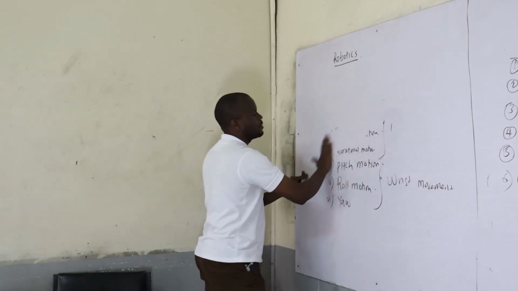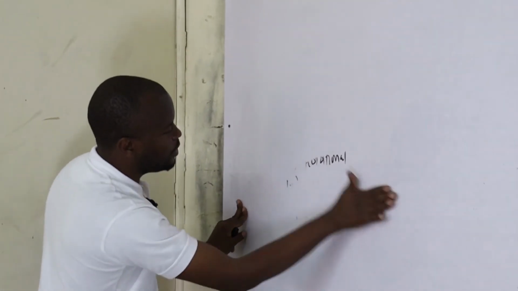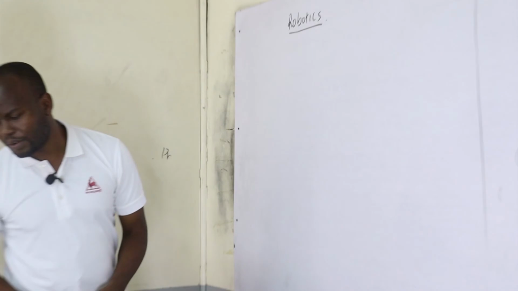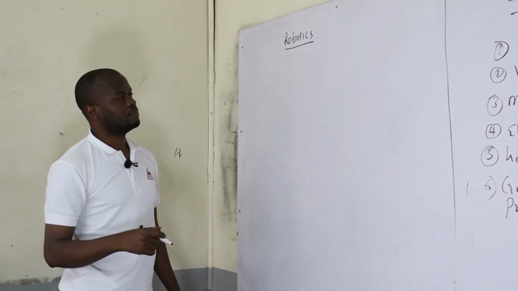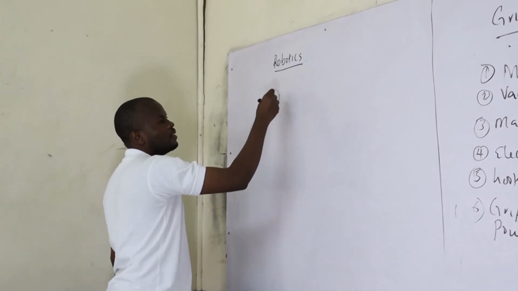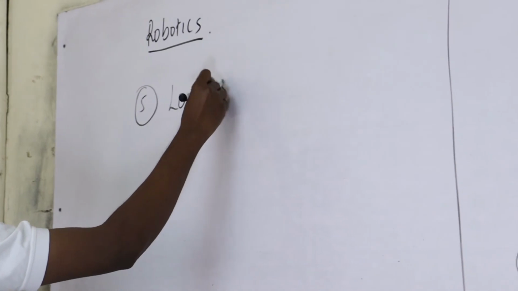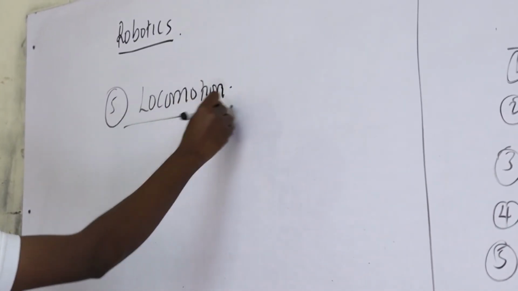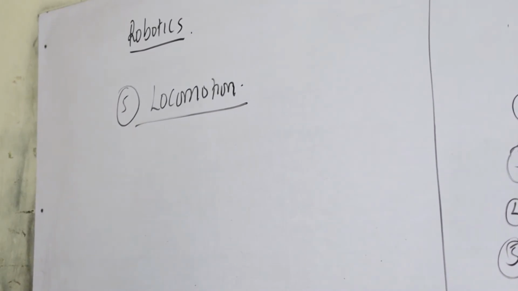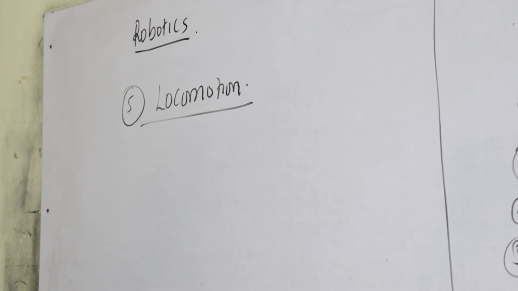Next we're going to talk about locomotion, and locomotion is simply movement. So there is a need for a robot to move. The fifth element of the robot is locomotion. When you talk about locomotion, there are several ways by which the robots can move, and we are going to look at these particular ways.